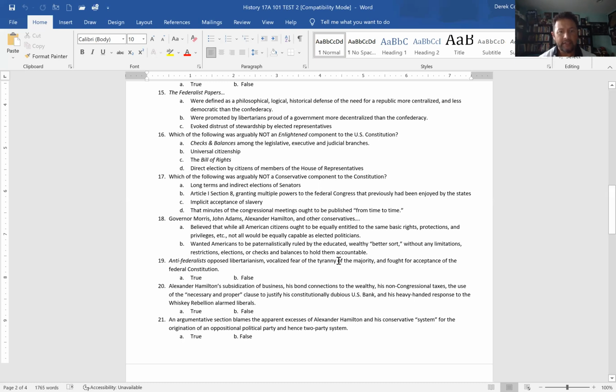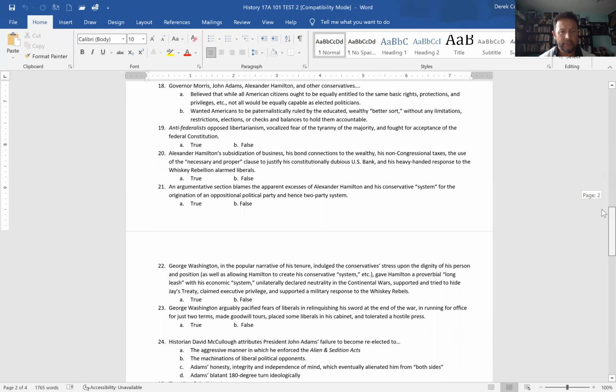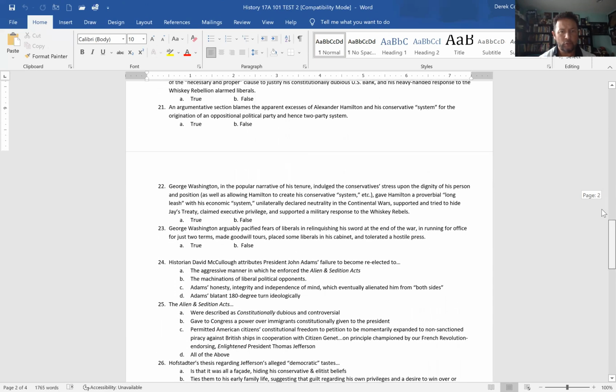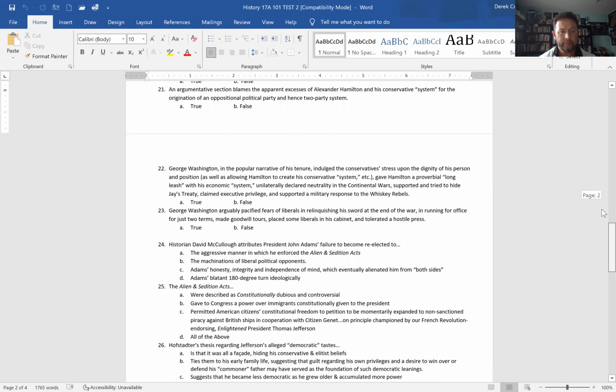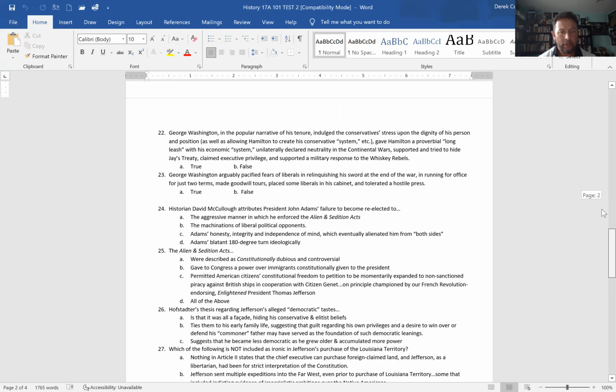All right. And remember, the anti-federalists were libertarian. They didn't oppose libertarianism. They were libertarian. All right. Number 20 and 21 come right from number 1 of your Great Man History of the Early Republic. And as does number 22, as does number 23. Number 24 pertains to number 2 of your Great Man History of the Early Republic on John Adams. And remember, I mentioned that David McCullough engaged in court history in praising John Adams and contending that he was too honest for his own good, too independently minded for his own good, and it alienated him from both parties, from both sides of the political spectrum.